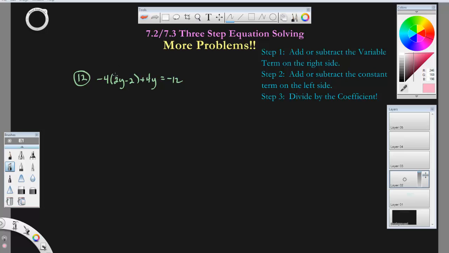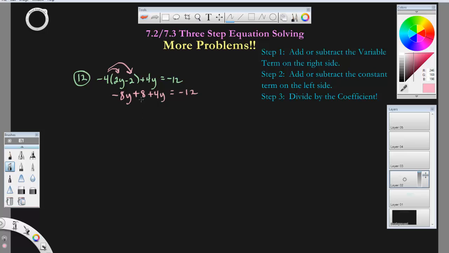When you start a problem like this and you have a lot of things on one side of the equal sign, you need to simplify whenever you can. So this is going to be distributive law here and here. So negative 4 times 2y will be negative 8y. And negative 4 times negative 2 will make that plus 8. Now that should be getting more and more comfortable. Plus 4y, so we bring that down, equals negative 12.